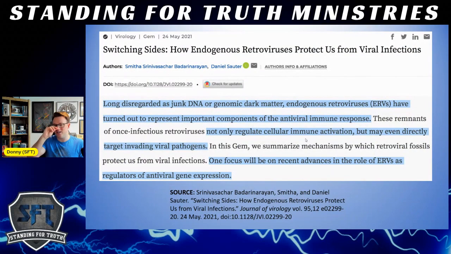Notice this, 2022, switching sides, how endogenous retroviruses protect us from viral infections. So these evolutionists want us to believe that millions of years ago, thousands to millions of these exogenous retroviruses invaded, integrated, got passed on vertically through the germ cell lines, and eventually evolved the ability to fight off that which they were. I mean, that is some storytelling. That is some evolutionary philosophy right there. That's like a robber breaking into my house.